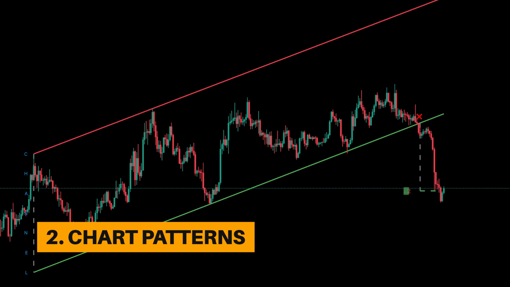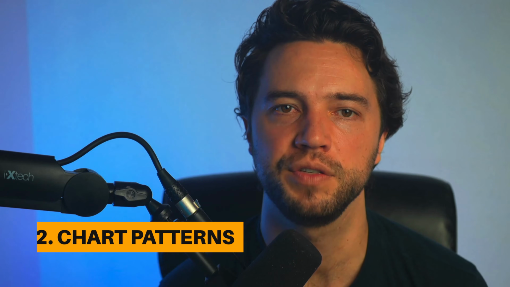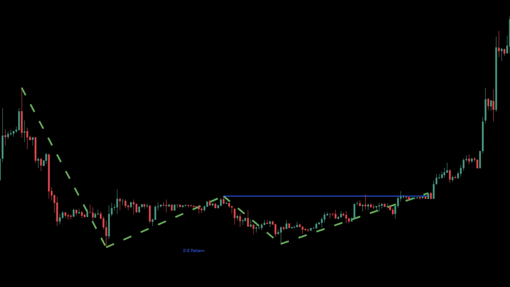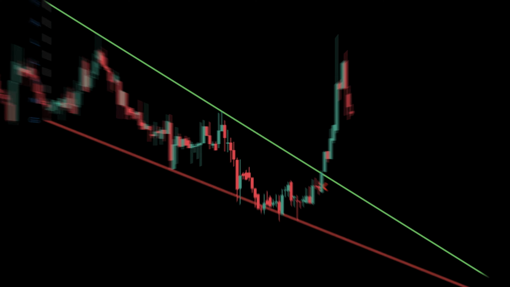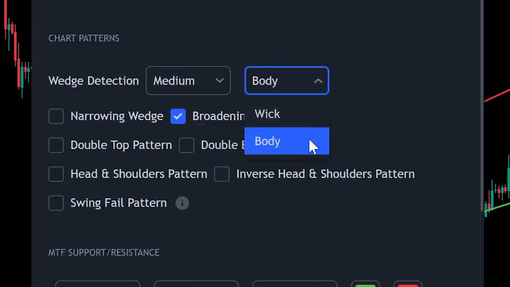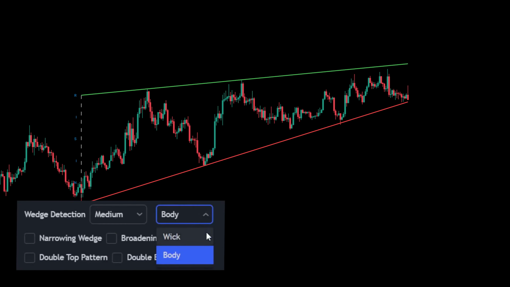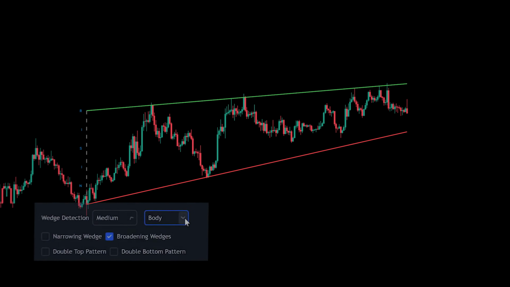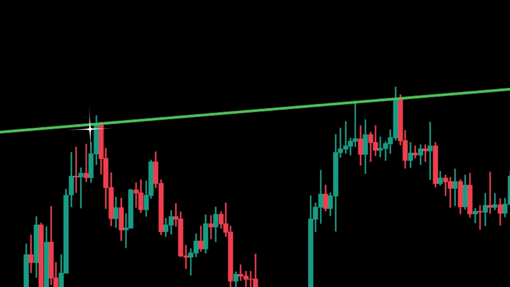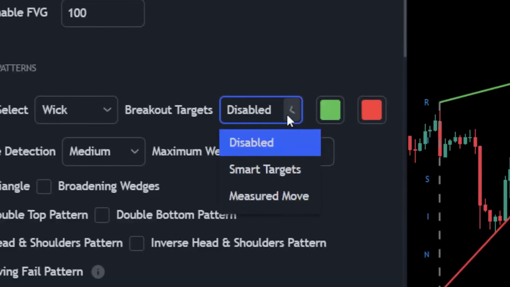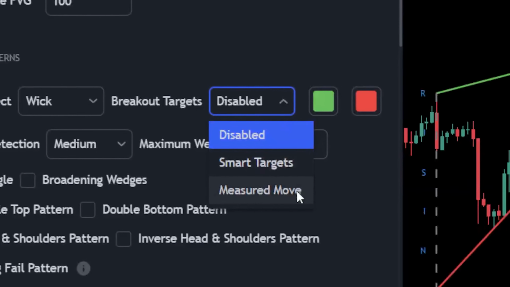In this section, you'll be able to choose between a variety of patterns, those of which include head and shoulders, double bottoms, broadening wedges, and triangles. The first dropdown will change how patterns are drawn on your charts. The wick setting will draw patterns based off of candle wicks, and the body setting will draw patterns based off of candle bodies. The second dropdown will allow you to choose from two different breakout target algorithms.